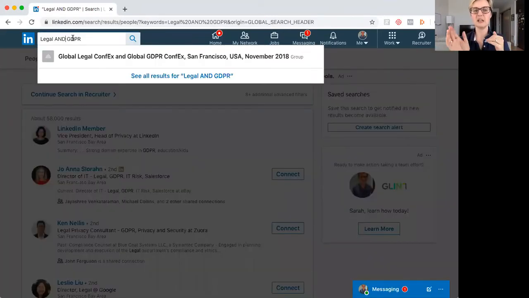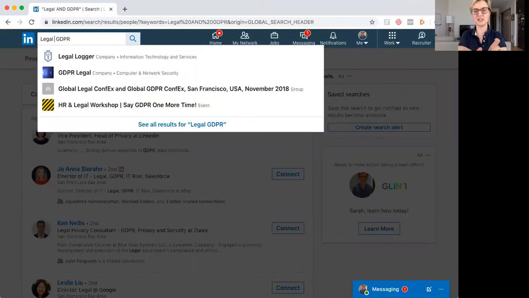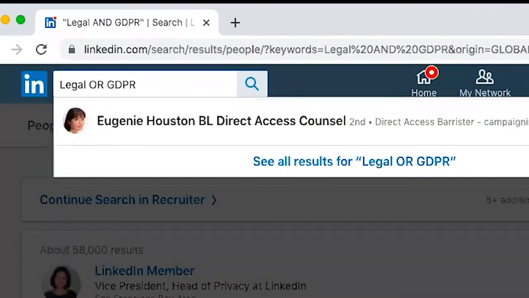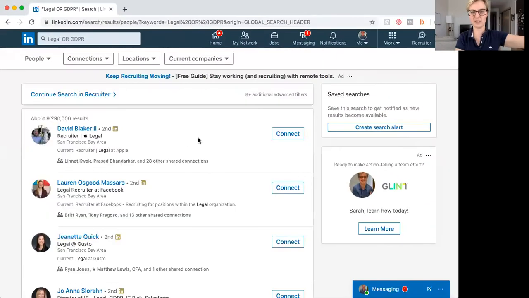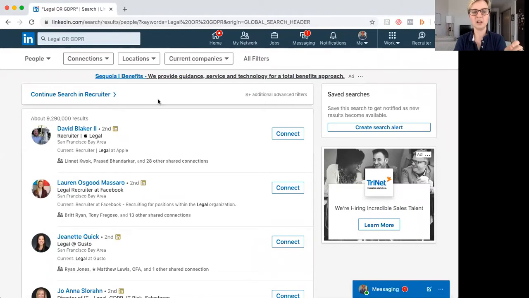But if you didn't really care so much about someone being specifically on GDPR, you just know that's in the general direction of the experience that you're looking for, the kind of people that you want to connect with, you can put in OR. So see here now, we've gone from 58,000 results to over 9 million results. This is just the power of being very selective around those Boolean operators that you use and how it can expand the network or make it very specific. When it comes to networking, I always prefer to be specific and then broaden as I need to.